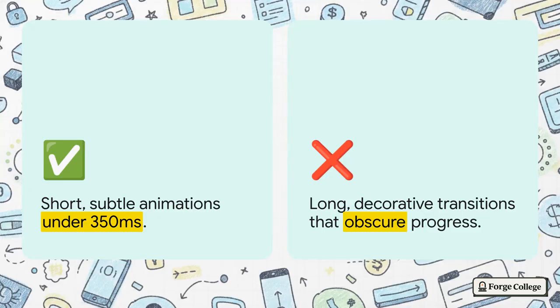Next, we've got to talk about motion physics. Good feedback uses really short, subtle entry animations that take under 350 milliseconds. It's snappy. Bad feedback relies on these excessively long, decorative transitions that just obscure what's actually happening. If your success animation features 3 seconds of twirling confetti, you aren't helping the user at all. You're just making them wait longer to get back to interacting with your dApp. Keep it sharp and to the point.